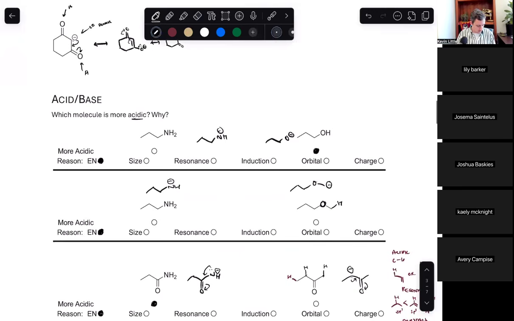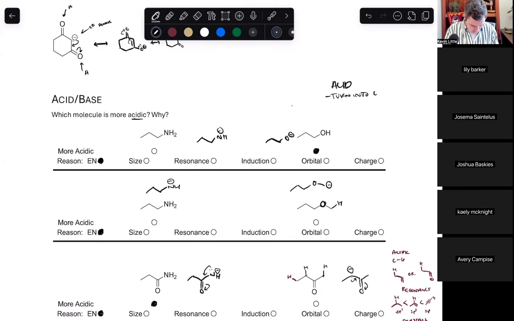Acid base. So with acid, turn it into conjugate base, arrow push with base. It's already in the base, so you can just do the arrow push straight up.